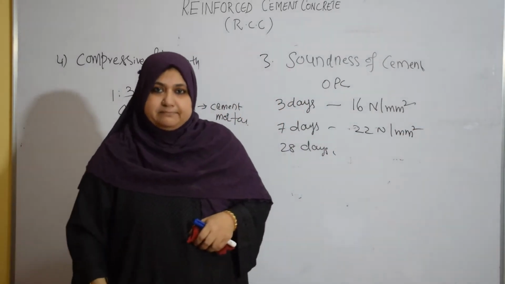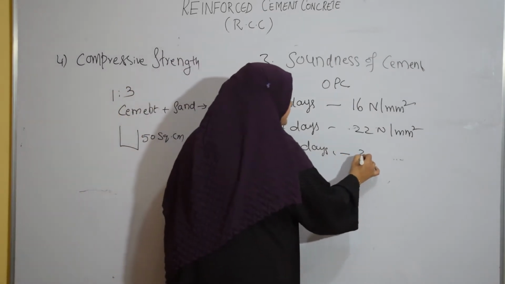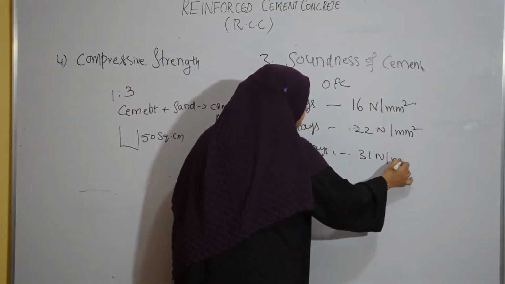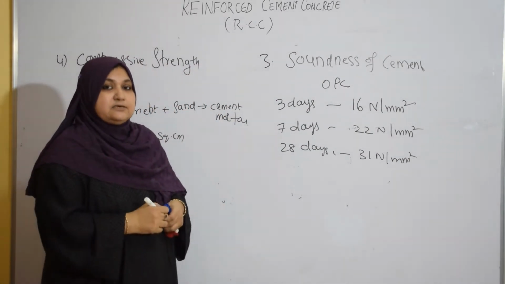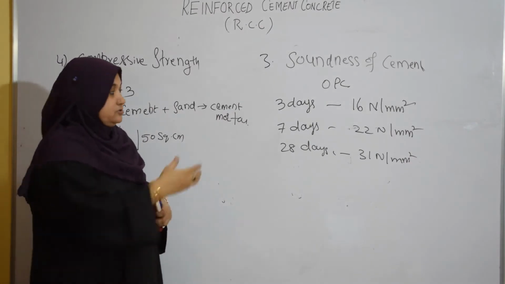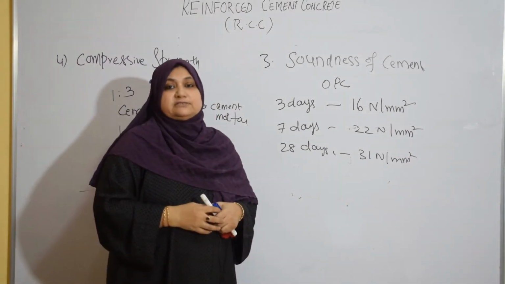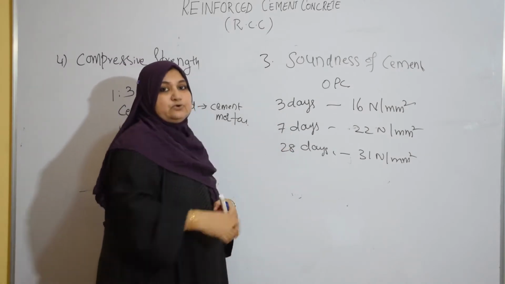22 Newton per mm square. Then for 28 days it shall be 31 Newton per mm square. So these are the expected values when you test a cement mortar cube of 1:3 ratio. This result should come when you test it in the testing machine, after 3 days curing, 7 days curing, 28 days curing.